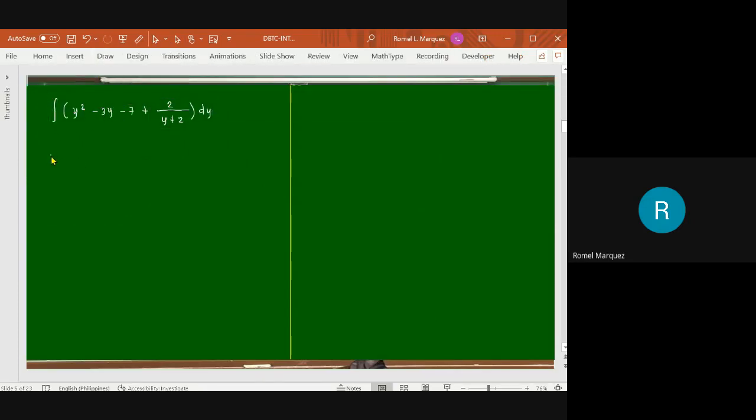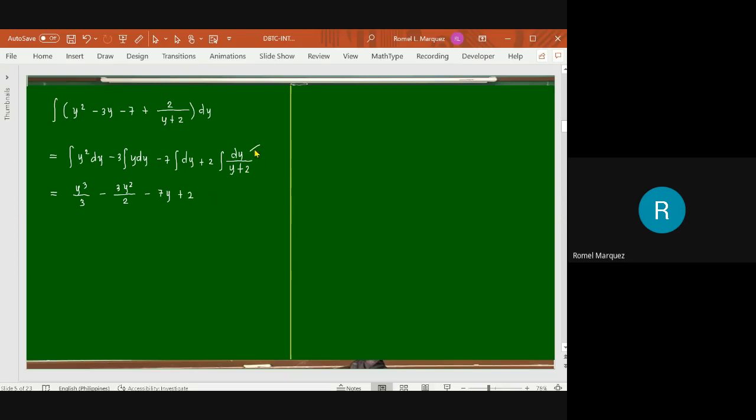So, we can evaluate this using term-by-term integration. So, integral of the first term, but of course, you can do it mentally if you want. Minus 3, integral of y dy, and then minus 7, integral of dy, plus 2, integral of dy over y plus 2. So first term, we have y cubed over 3. Second term, 3 y squared over 2. Then minus 7 y, then plus 2.